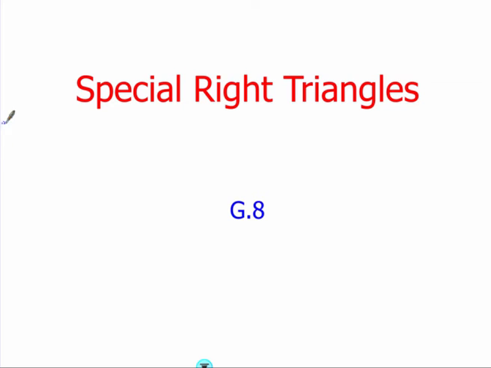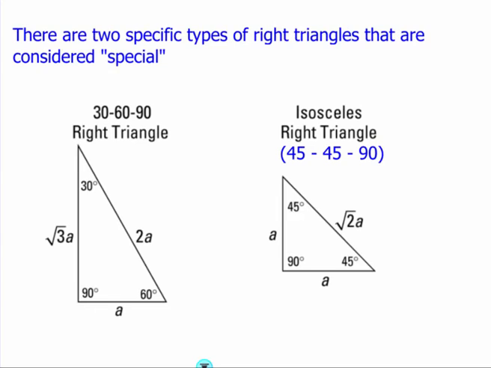For this video, we are going to be discussing special right triangles. There are two specific types of right triangles that we're going to consider special right triangles. They are the 30, 60, 90 right triangle. It's named that way because it has one 30-degree angle, one 60-degree angle, and one 90-degree angle.